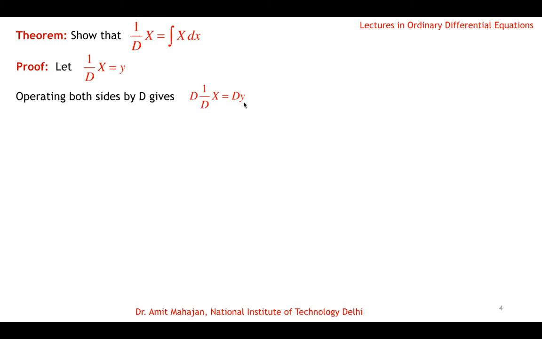And 1/D is the inverse of D, so it will be 1, so it will be X is equal to Dy, and D is d/dx, so it becomes dy/dx equals X. And we know that it's a first order, first degree ordinary differential equation, and we know how to solve it. We can separate the variables because capital X is a function of x only, so it's a variable separable form. So we can separate the variables, and then we can integrate both sides to find a solution.